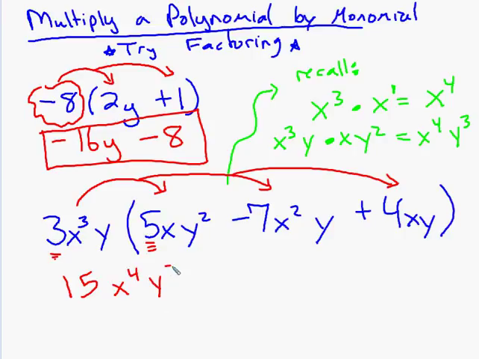y to the 3. Okay, and then the next one, I multiply 3 and negative 7 and get negative 21, and then I do my exponents. X cubed times x squared is x to the 5. And then y times y is y squared. And then we get plus 12, x to the 4, y squared.